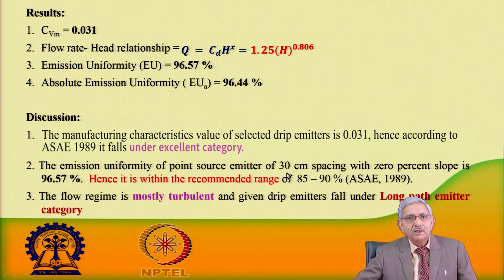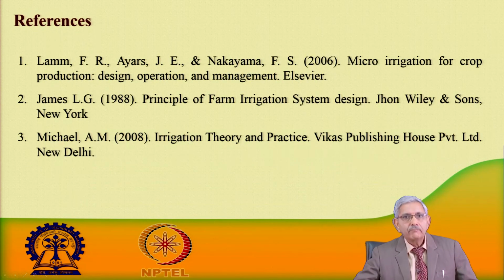point source emitters, and this particular emitter which we used in our case has a 30 centimeter spacing, falls in the less than 2 meter spacing category with uniform slope. This was under a uniform slope, that is a 0 slope category, and we got this value. So, these types of drippers can be recommended for use in the field.